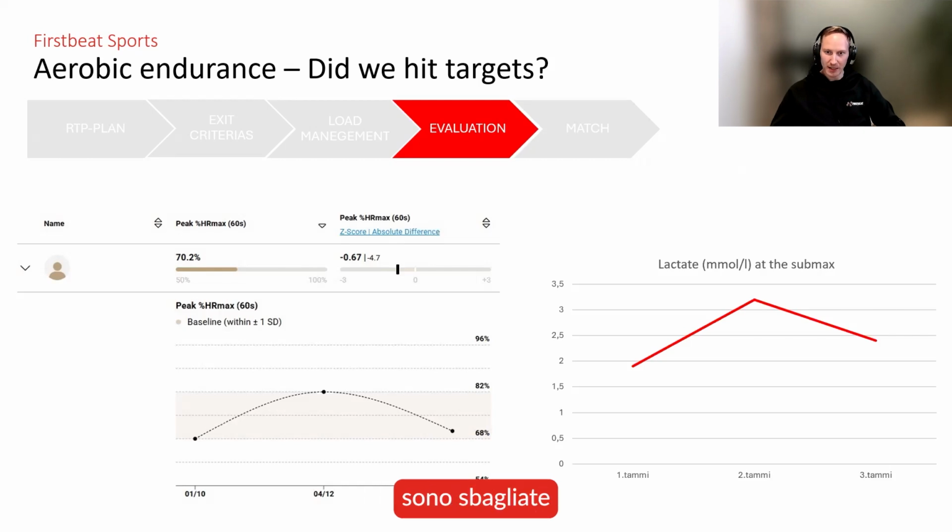Okay, the dates are wrong, but the story is the same. On the 4th of December, they got the worst values, and then they improved again in January.